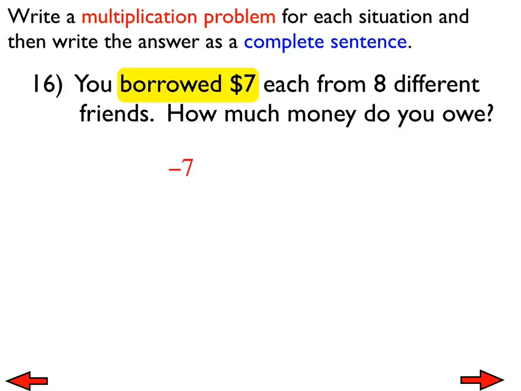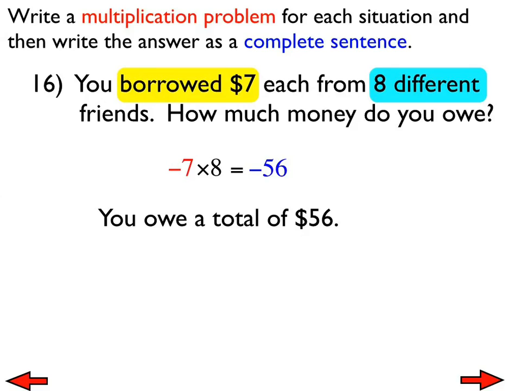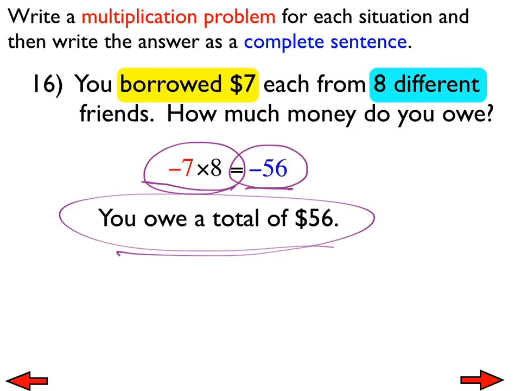All right. From each of 8 different people means each person you're borrowing $7 from. So 7 times negative 8 is negative 56. And now we need to answer this problem as a complete sentence. So how much money do you owe? You would say, I owe, or you owe, a total of $56. So we want to write a math problem that represents whatever's being talked about in the word problem. We want to find the answer to that multiplication problem and then write our answer as a complete sentence.